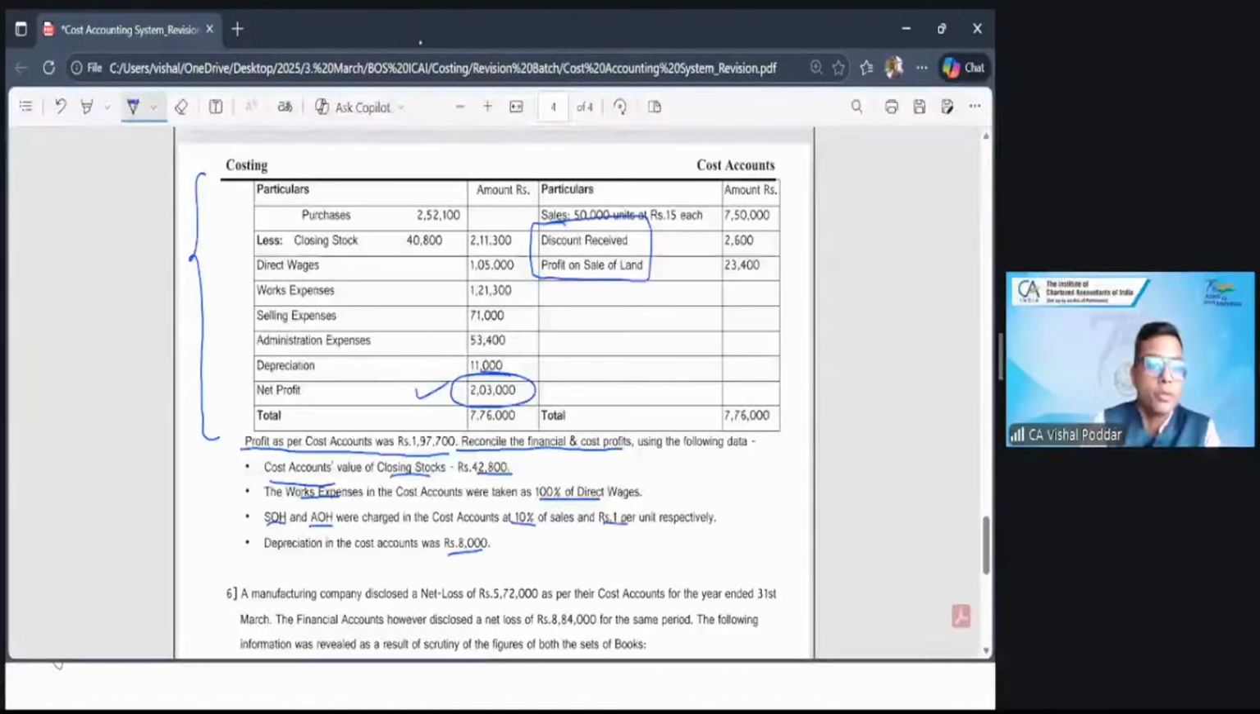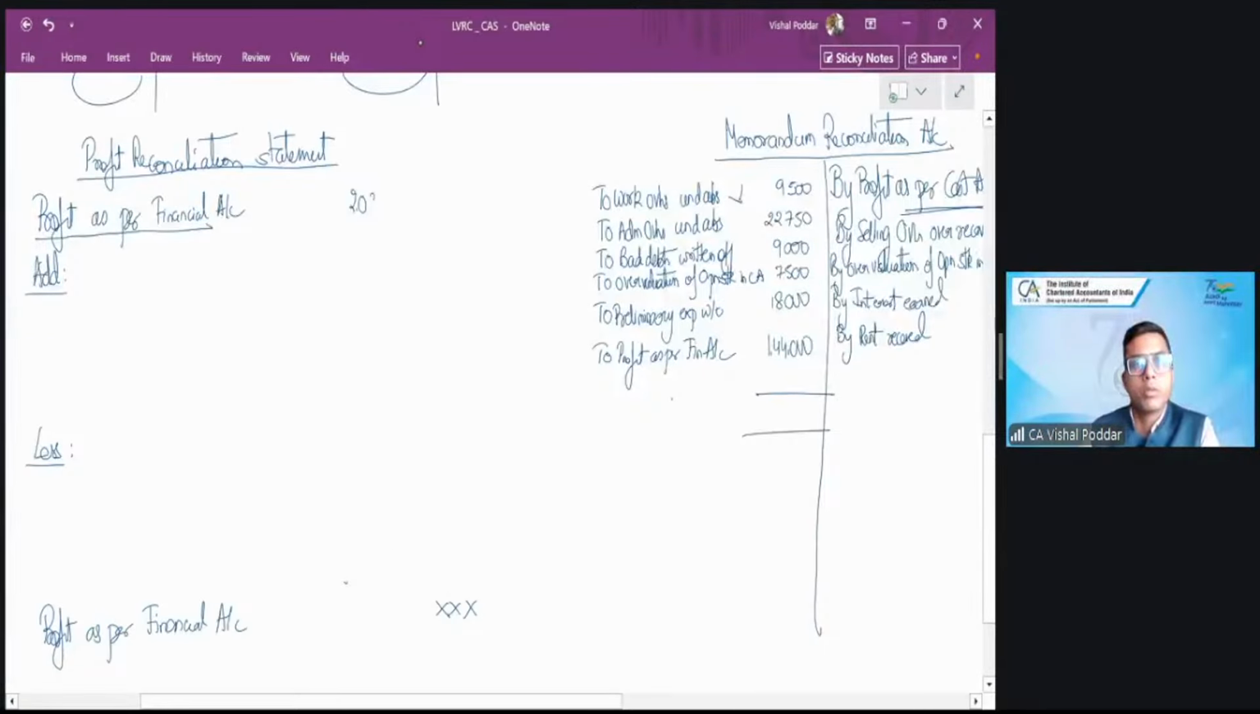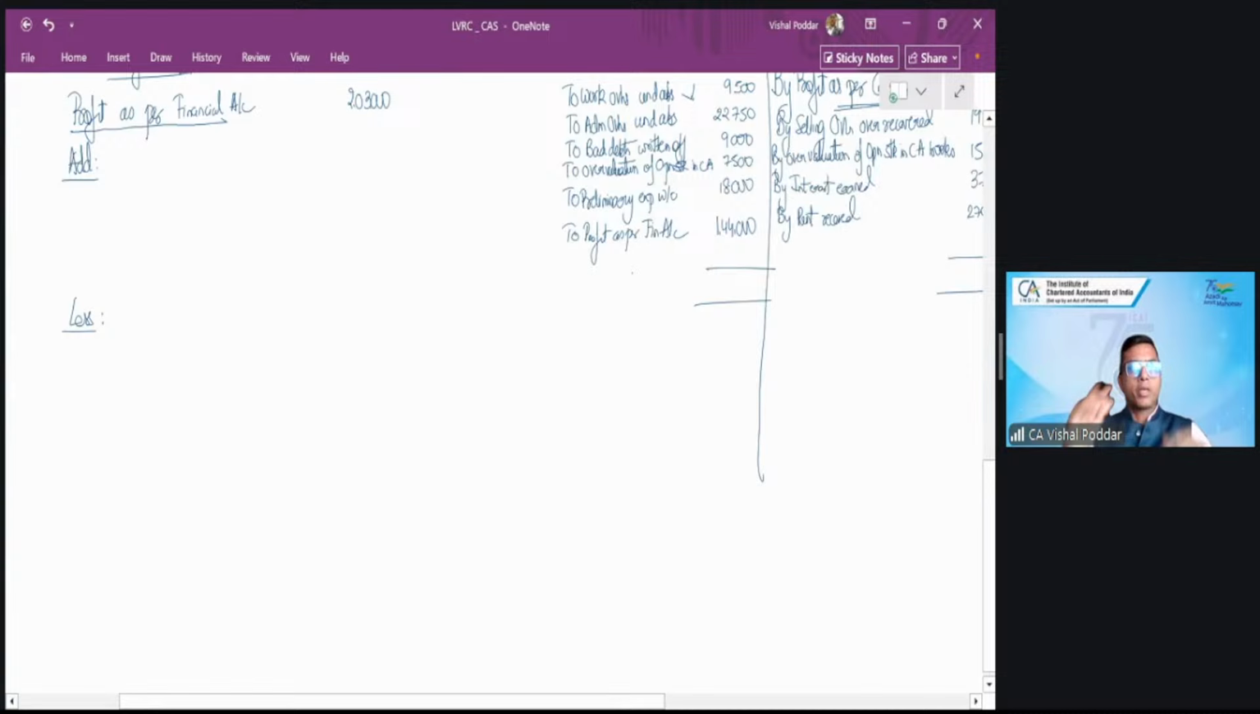So 2,03,000. Now you all know that in this type of reconciliation format, we have to find out what items have to be added and what has to be subtracted, using the same method of these profit balances, correct?